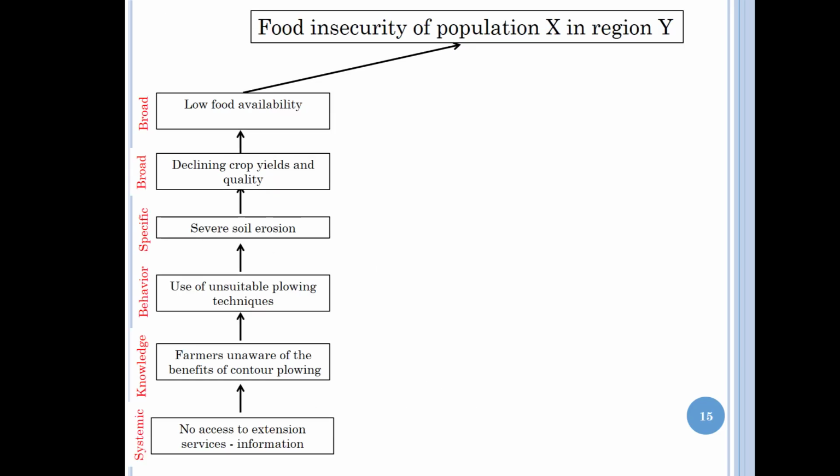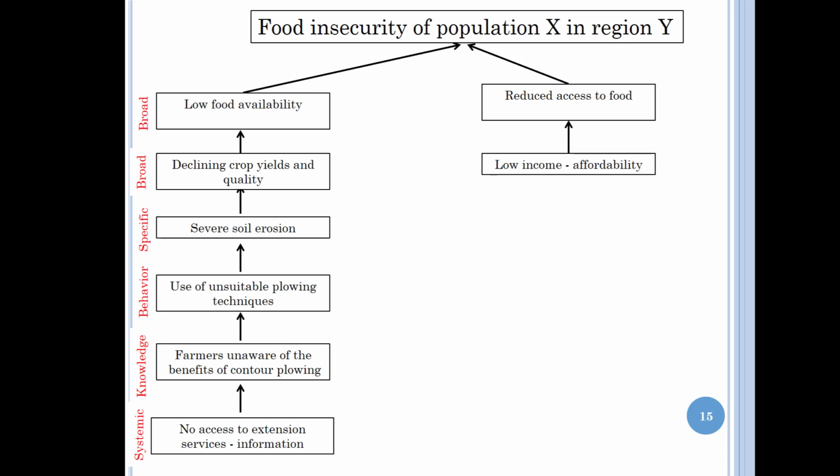Another example on how you should proceed with the top-down approach. The more you go down through the causal stream, the more underlying causes are found that feed into the larger problem, like I said before. So here, food insecurity could also be caused by reduced access to food. And what is causing the reduced access to food? Low income affordability of the populations is one of the causes.